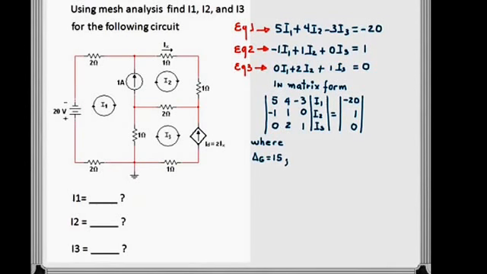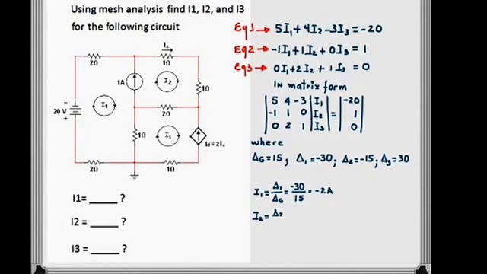In this case, the general determinant will give us 15. Determinant 1 will give us a value of minus 30. Determinant 2 will give us a value of minus 15. And determinant 3 will give us a value of 30. Knowing the determinants, we can find the values of the current. Determinant 1 divided by the general determinant, minus 30 divided by 15, is going to be equal to minus 2 amps.